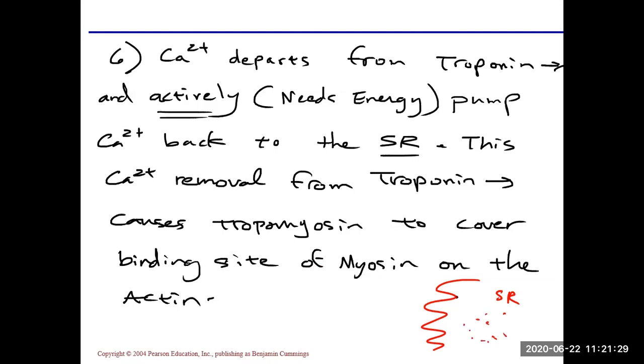All right, and during the action potential arriving, the calcium got out, so some calciums are in here now. We need to put this calcium back in there, so somehow we need to take them back inside. As calcium comes off of the troponin, tropomyosin goes back to the normal position.